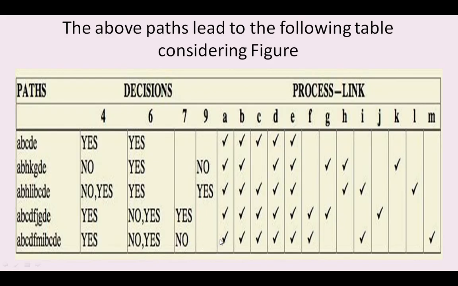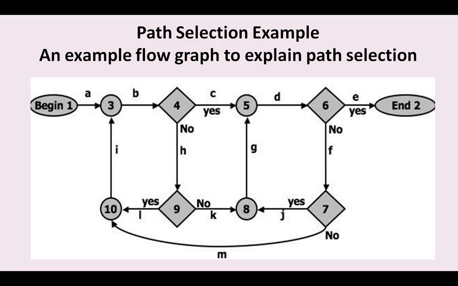And how many paths are there? A is there, B is there, C is there, D is there, and M is there, I is there, B, C, D also there. Like that, the paths can be selected based on the graph. This is a very good example of path selection. You can also mark the yes value as well as the no value on the graph. M is there for the no value at the last one.